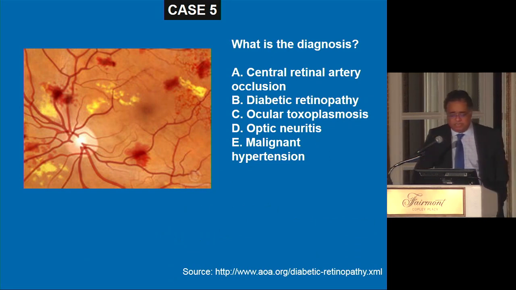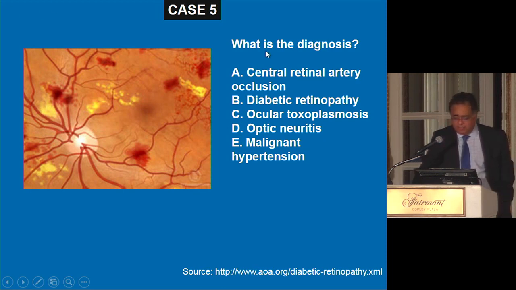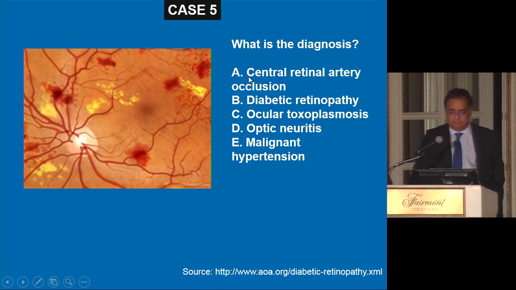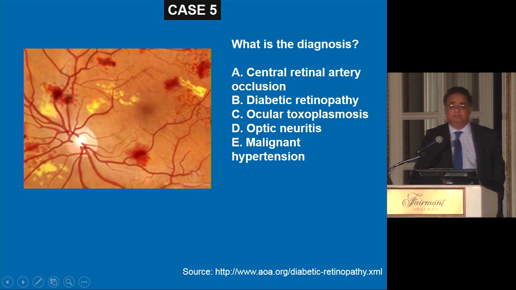So what's the diagnosis here? This is, for those who are not paying attention, a fundus. And the question is, which one of the following is it? A, central retinal artery occlusion. B, diabetic retinopathy. C, ocular toxoplasmosis. D, optic neuritis. And E, malignant hypertension.